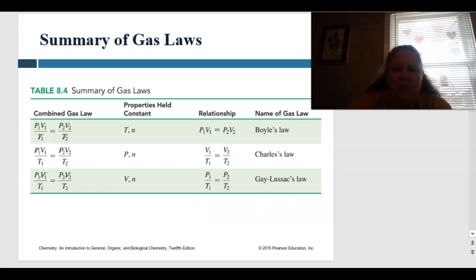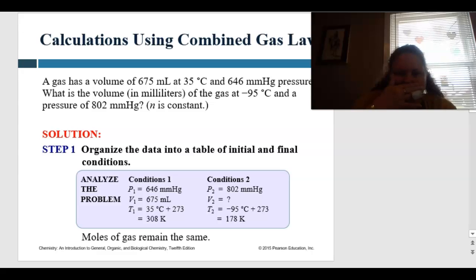Here is again your summary: the properties that are held constant in this column, the relationship, and then again the name of the laws, so we can separate them all out and see how they cancel to end up giving us that final combined gas law.